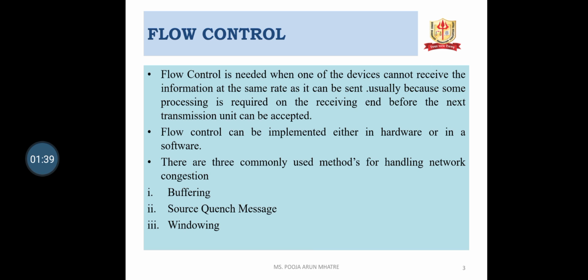The flow control can be implemented in hardware or in a software part. There are three commonly used methods for handling network congestion: buffering, source quench messages, and windowing.